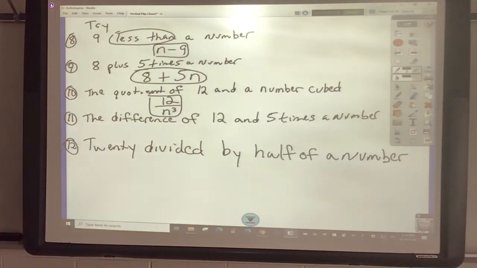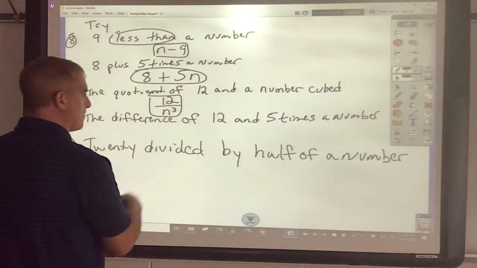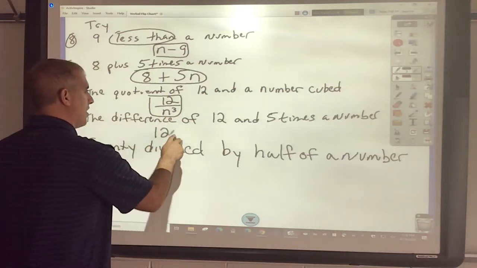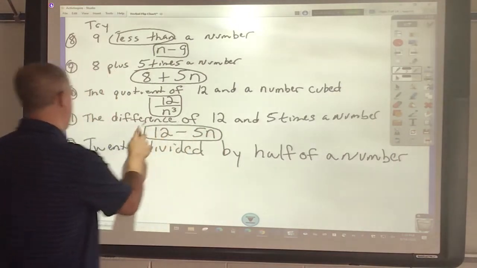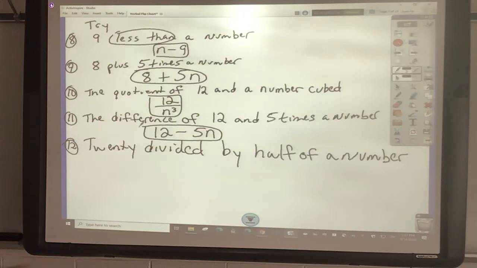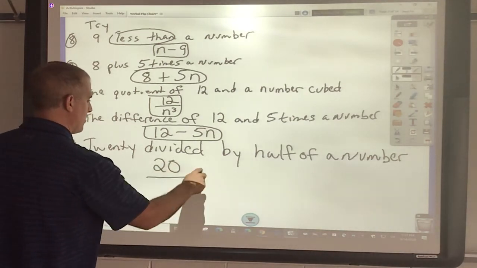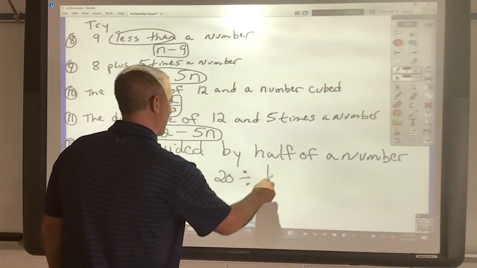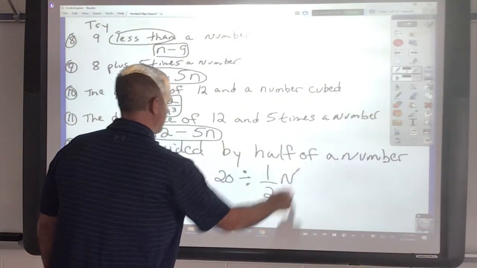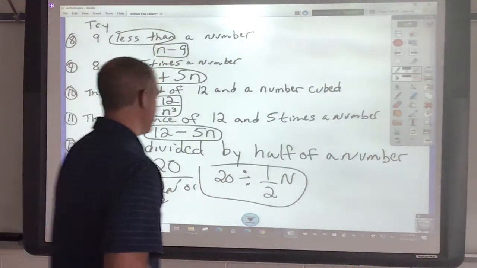The difference of 12 and 5 times the number. Now, difference is not a flip thing. So the difference of 12 and 5 times a number would be 5n. 20 divided by half of a number. So 20 divided by, or you could use 20 divided by a half of a number. Either example would be fine as far as an answer goes.